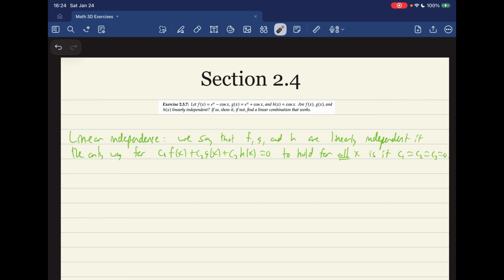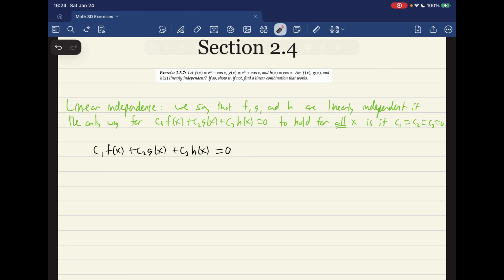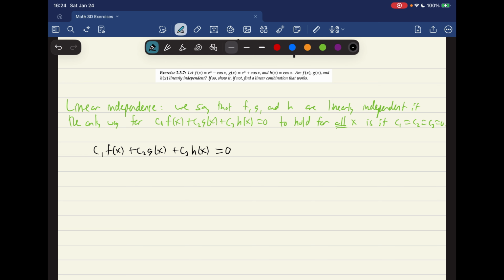And so, if we're going to see whether these three functions are linearly independent or not, we first write C1 f of x plus C2 g of x plus C3 h of x equals 0. And we're going to try to see if we can figure out what these coefficients have to be. Now, one thing we can do, and this is pretty general, it can be applied to many classes of functions, is we can use differentiation.